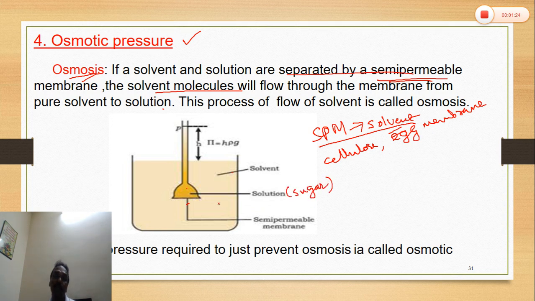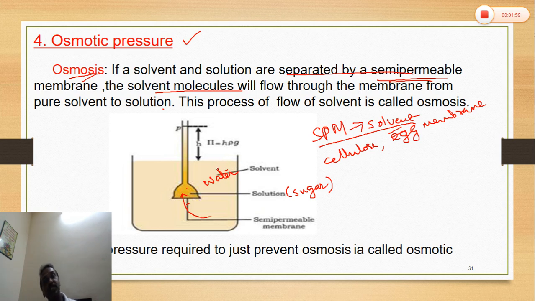That is, we take some solution inside this thistle funnel and close the mouth of the thistle funnel with a semi-permeable membrane or egg membrane, then we keep this arrangement in a solvent, that is pure water. We can see that the level in this thistle funnel increases. That is, the solvent molecules pass through this semi-permeable membrane into the solution. Only solvent molecules pass through this membrane. So that process is called osmosis.